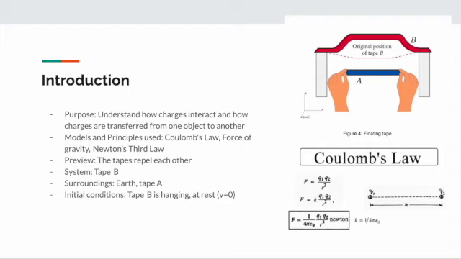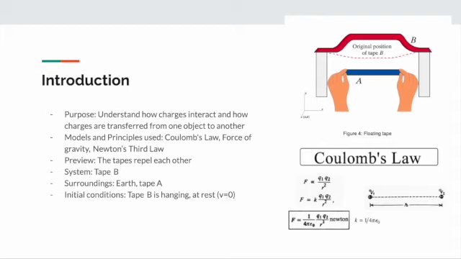Some models and physics principles that we used were Coulomb's law, which you can see in the bottom right-hand corner, and the force of gravity, which is mg when an object is close to the surface of the Earth, and Newton's third law, which is equal and opposite forces. A preview of the lab is that the tapes repel each other. So when you suspend B and hold A up to it, since they are like charges, they repel, and then B is in a state of equilibrium.